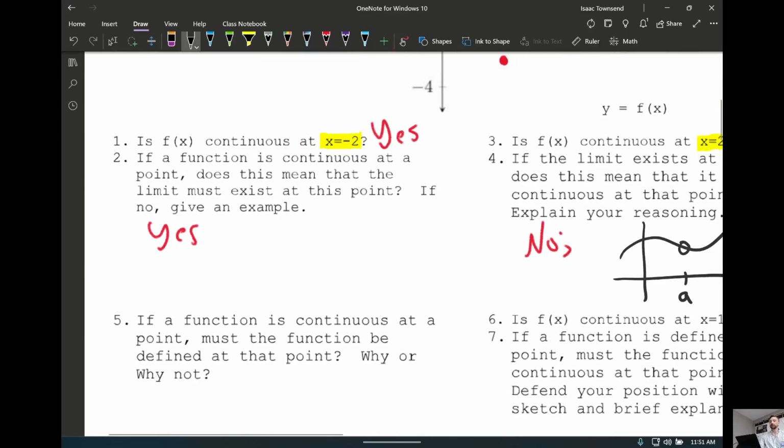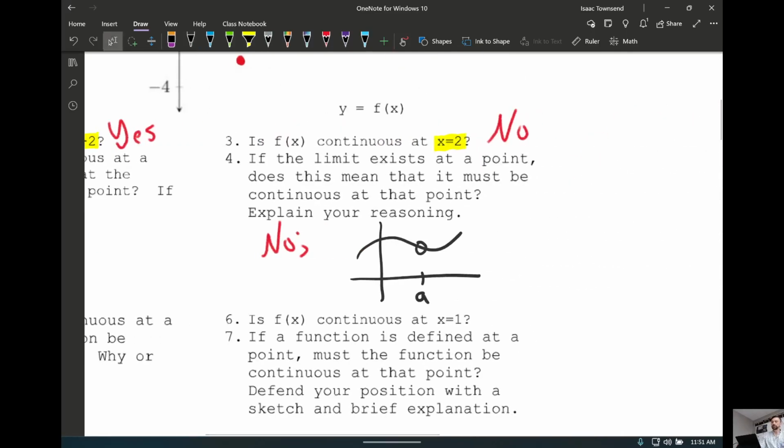Okay, so again, the limit has to exist to be continuous, but just because the limit exists doesn't mean it's continuous. It's not a two-way street there.